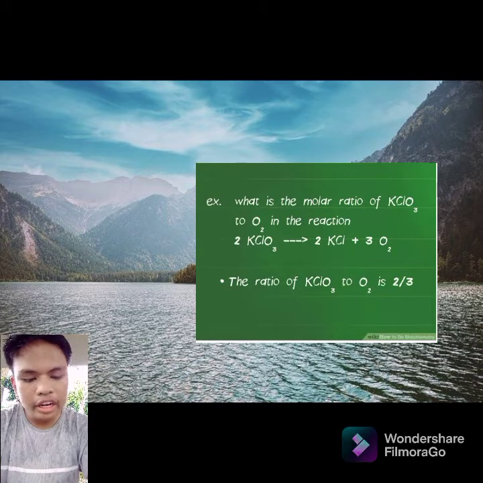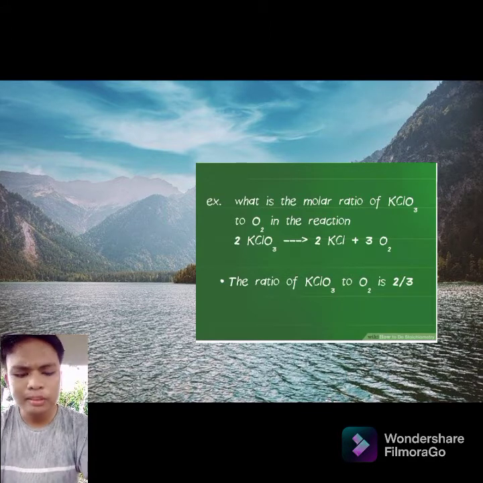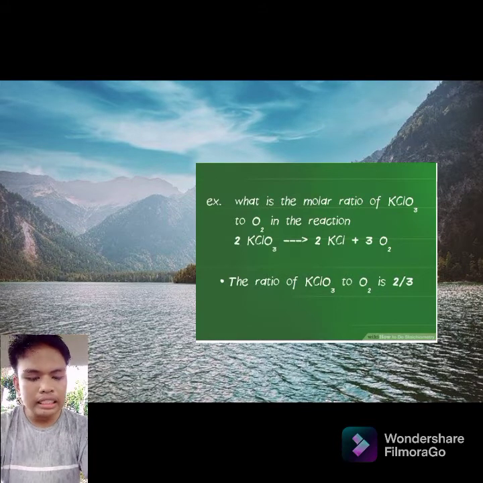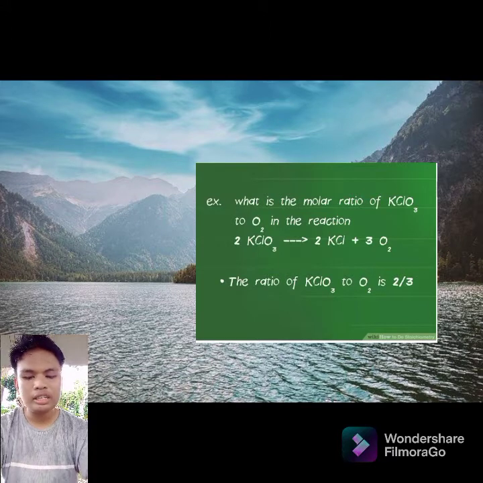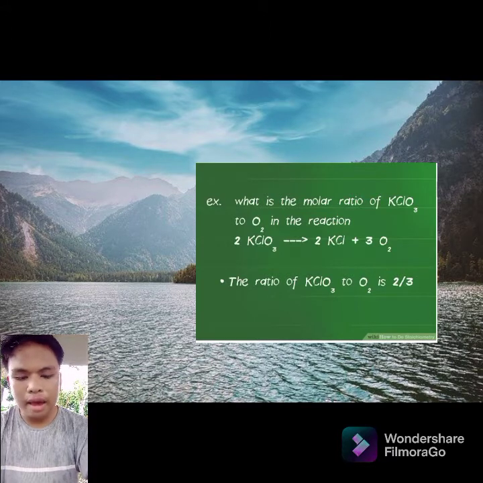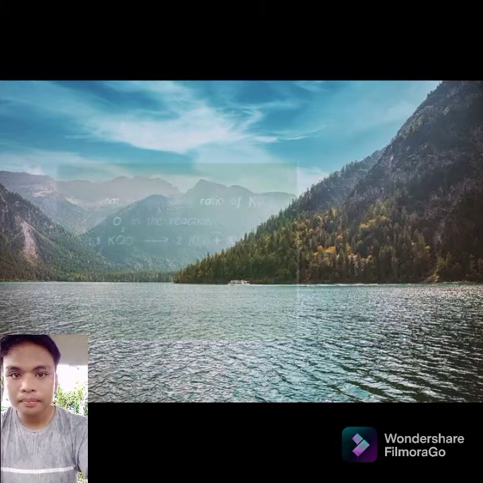In this case, there are equal amounts of each element on both sides of the reaction, so it is balanced. The ratio of potassium chlorate to oxygen gas is 2/3. It doesn't matter which number goes on top or on bottom, as long as you keep the same compound on the top and bottom throughout the rest of the problem.